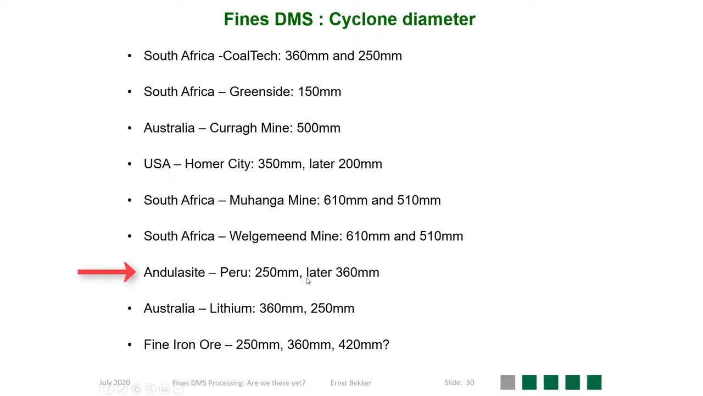Andesite, smaller diameter cyclones again, 250 and 360. Australia, lithium, 360 and 250 mm cyclones. And then on fine iron ore, 250 and 360 mm seems to be the standard. The question is maybe what about 420 mm cyclones? So there's a range of cyclone diameters that is currently being employed or has been employed on fine dense media separation. It seems that there is no one size fits all. Moving on to cyclone pressure.